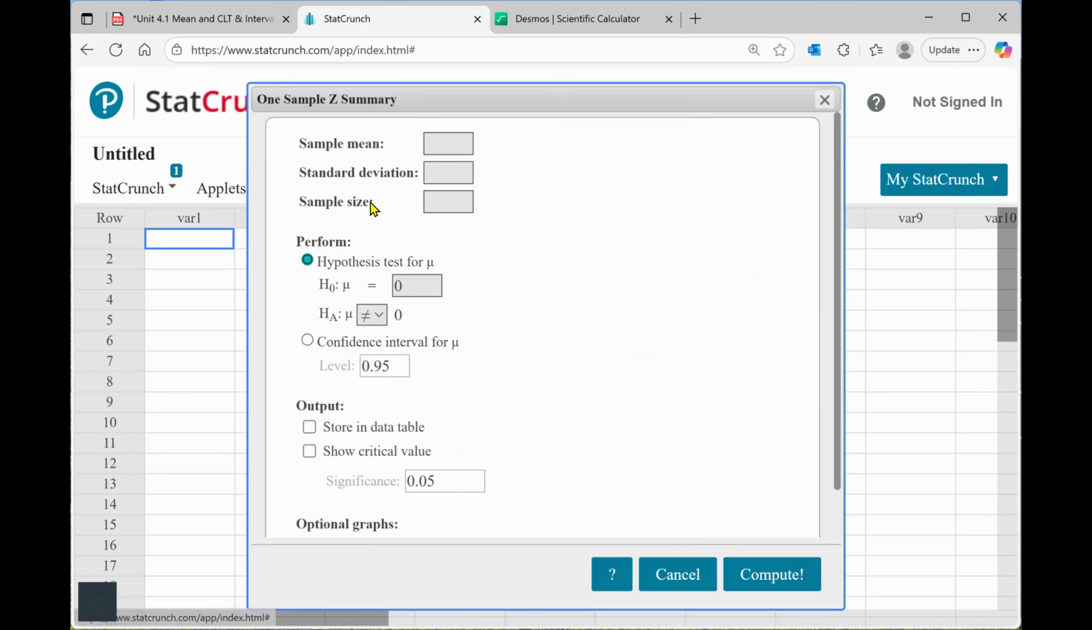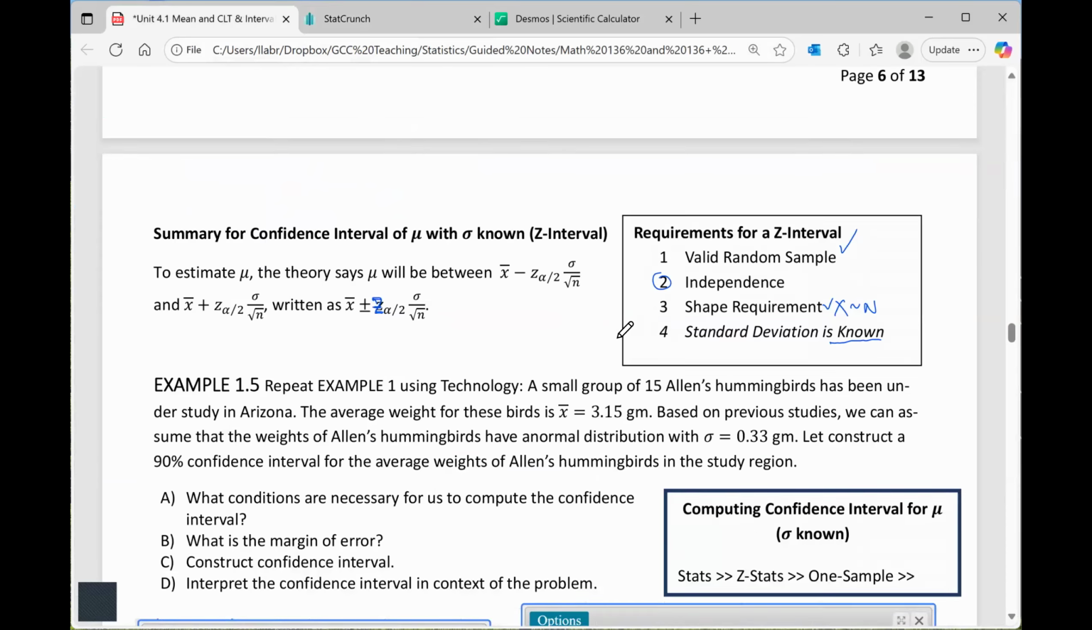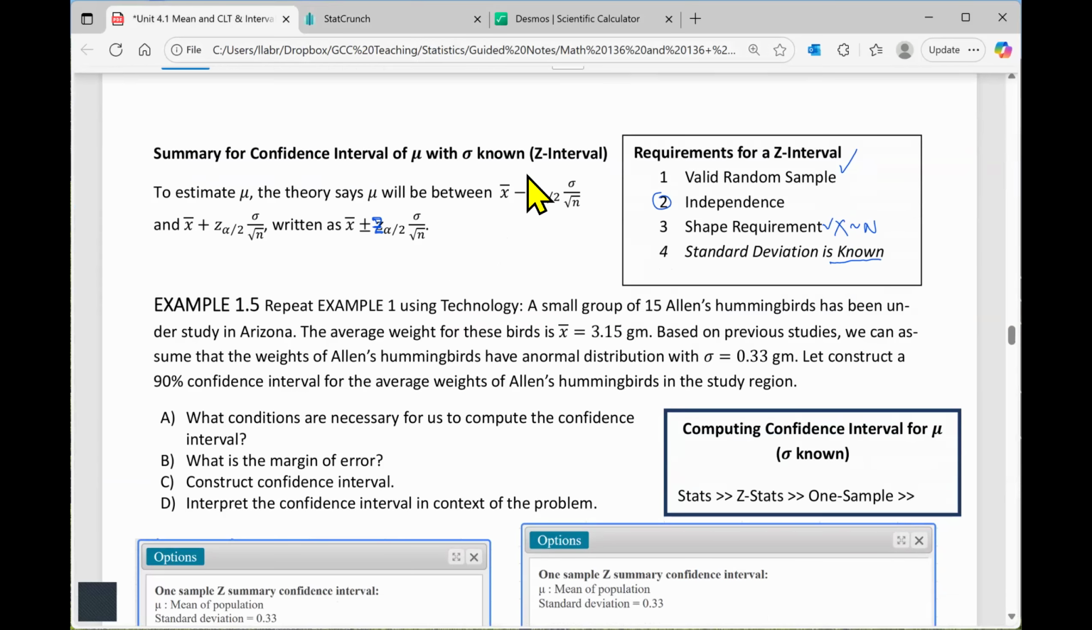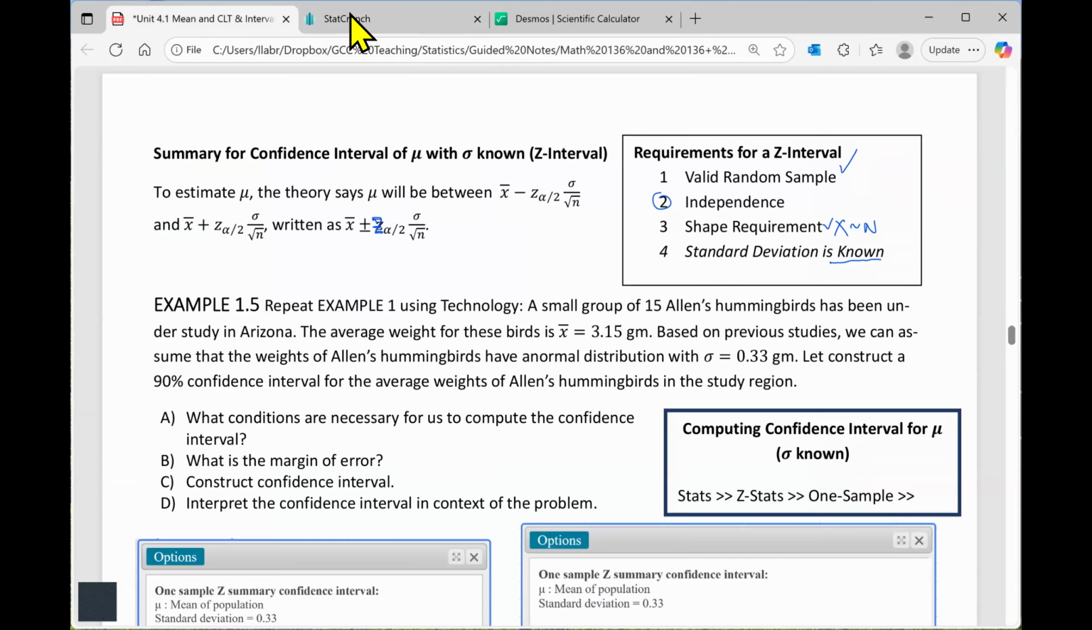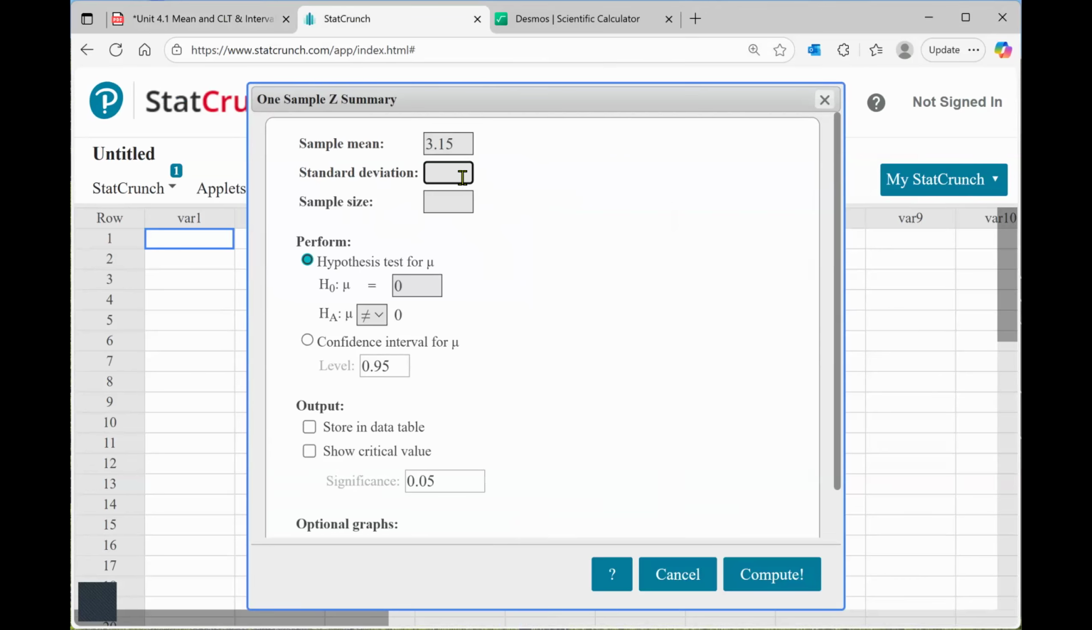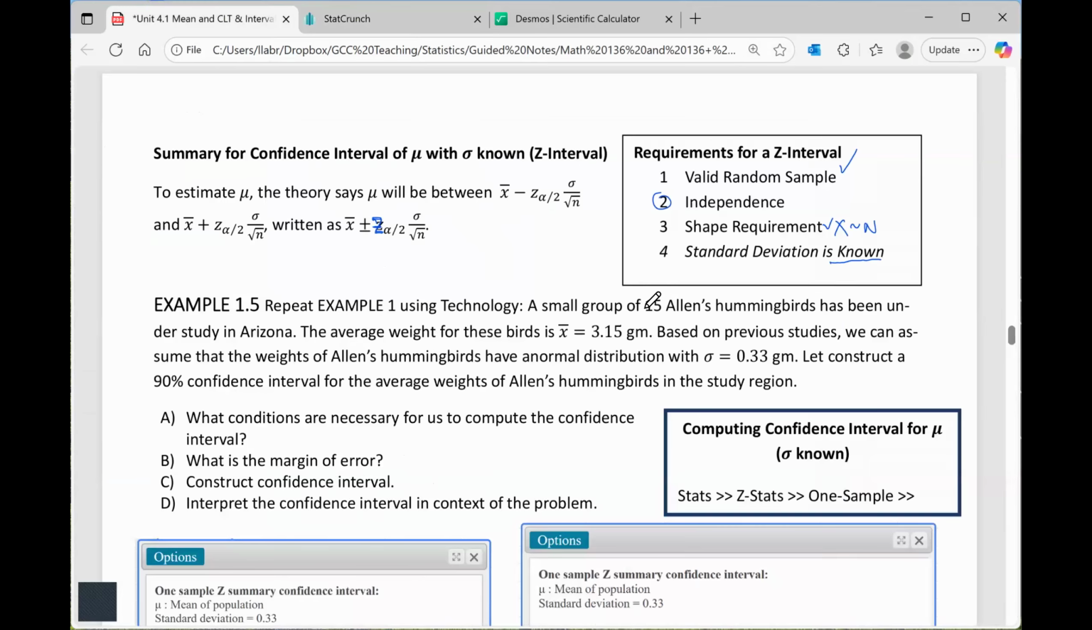Then you'll see the following come up, and it's going to ask, what is your sample mean? Go back to the problem and recognize that your sample mean is here, 3.15. And notice that it just says standard deviation. It does not say sample standard deviation, because you're assuming that the standard deviation is known. It's 0.33. And then finally, my sample size, which in my case was 15 birds. So a small group of 15 birds.